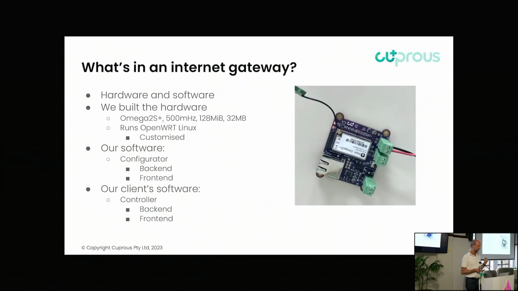We're quite proud of that board, aren't we, Arnold? You like that one? We actually built this one too, this internet gateway. So we built our own internet gateway using this Amiga 2S chip. It's a MIPS 32 chip, with 128 meg of RAM. I've got it all written down here. 500 megahertz processor, single core, 32 meg of storage. And so we've sized our application to work within that environment.